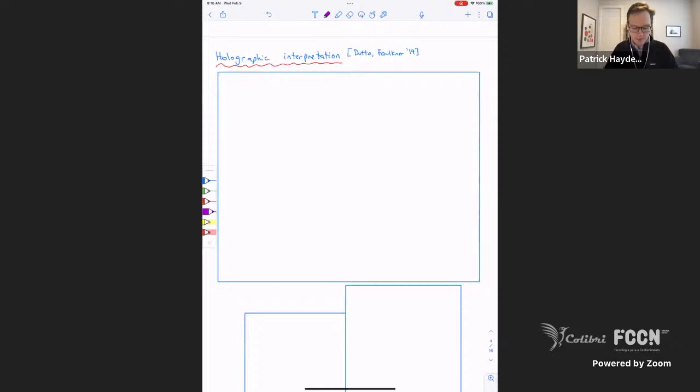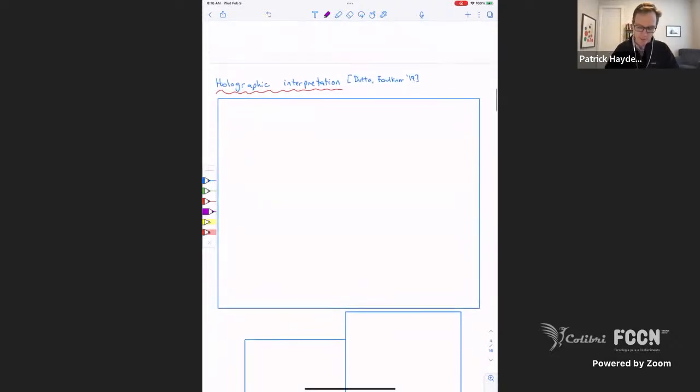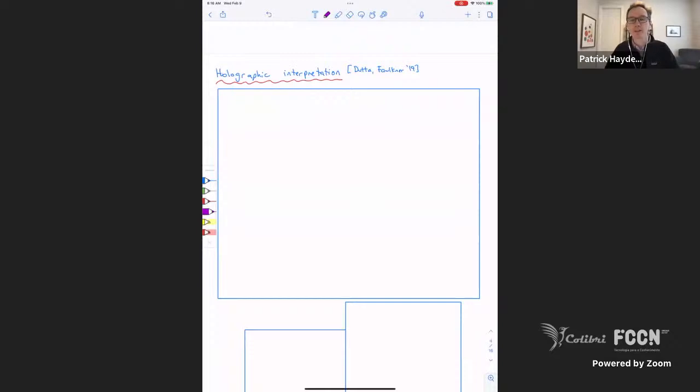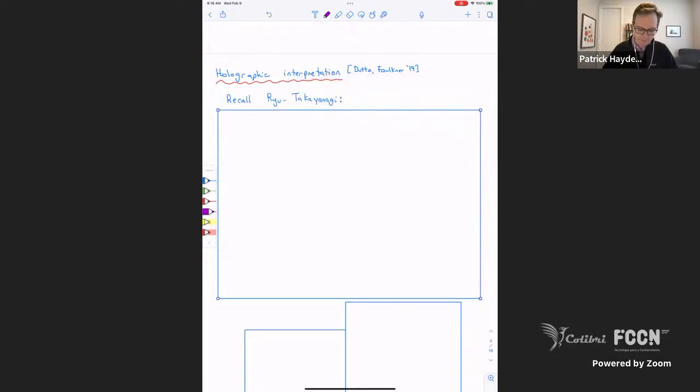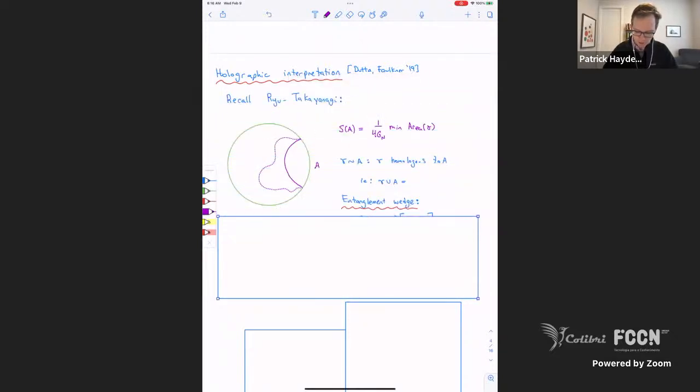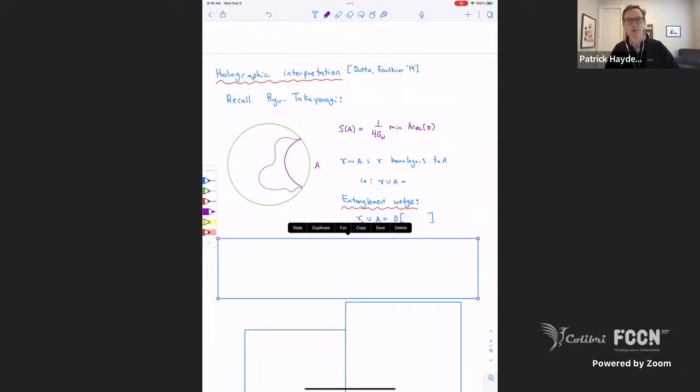And so now let's move on to the holographic interpretation. I should point out that this reflected entropy was first defined in 2019 by Dutta and Faulkner, and they also identified this holographic interpretation of the reflected entropy. So first, I'll go through the Ryu-Takayanagi formula again, in case some of you aren't familiar with that.